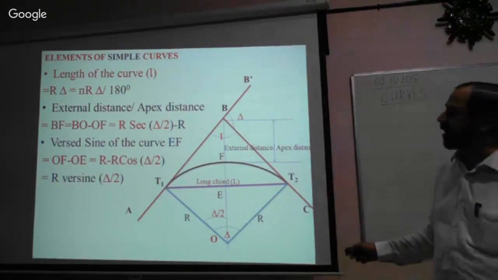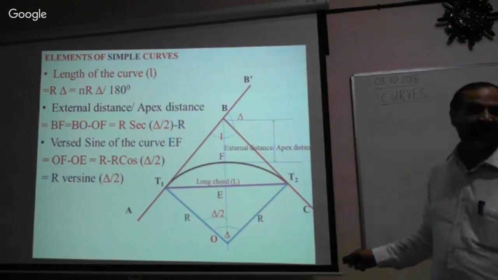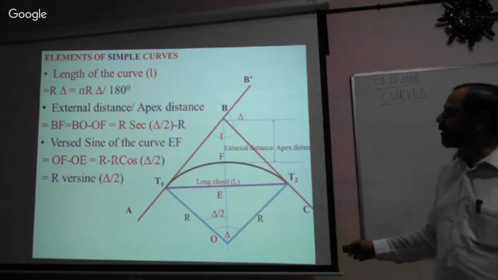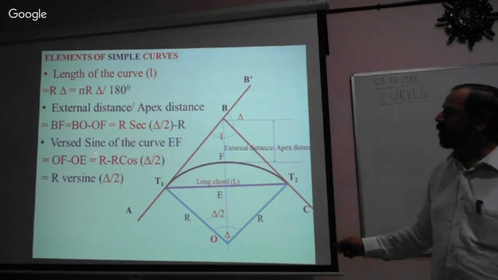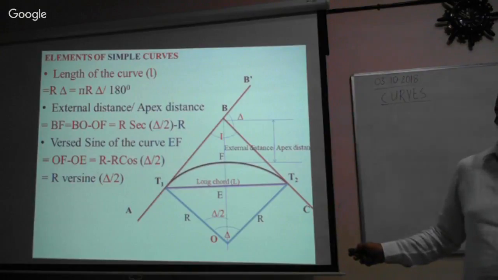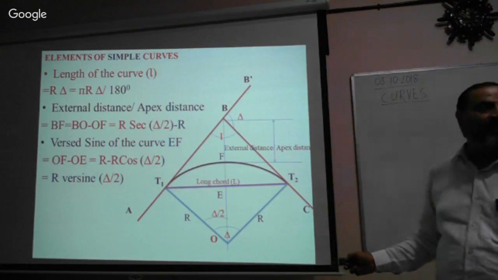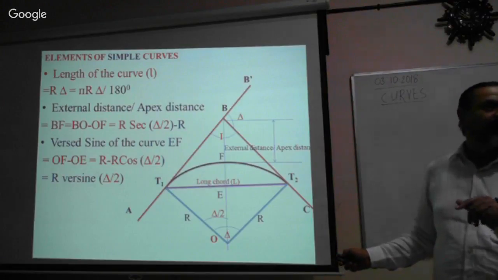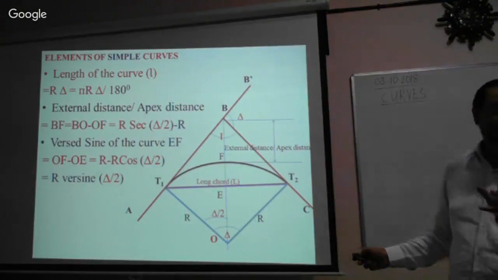Now you may ask, what is this? That is versed sine. Versed sine means you take this R outside. If you take the R common outside in both the terms, R multiplied by 1 minus cos delta by 2, isn't it? 1 minus cos theta is the versed sine, isn't it?